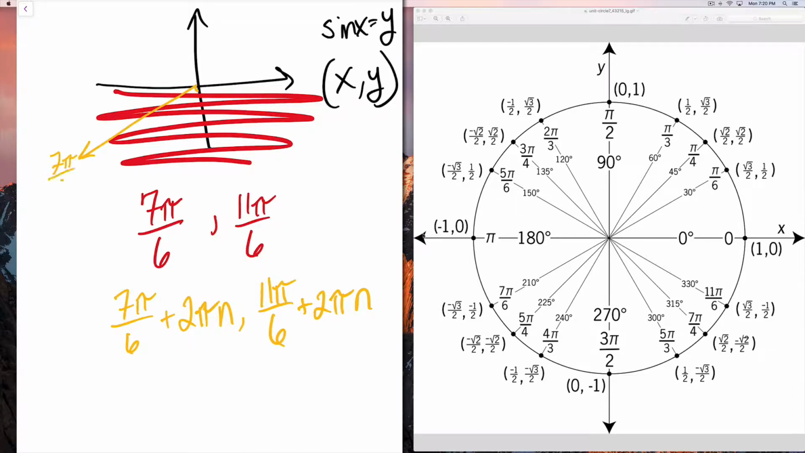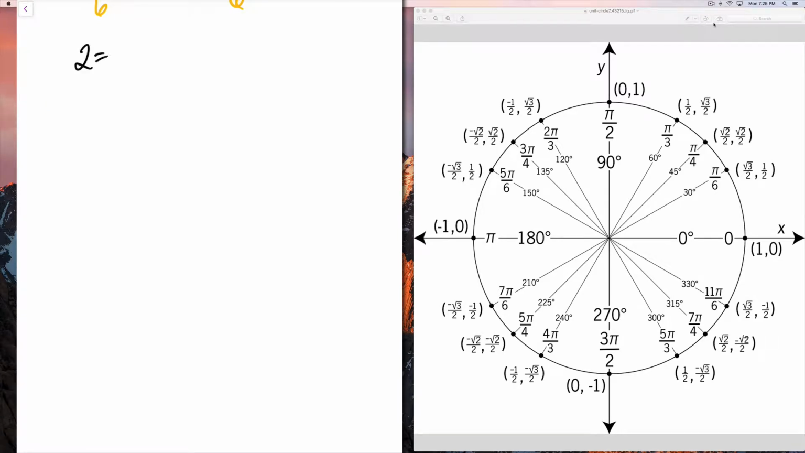Okay, so again, 7 pi over 6. This is where my coordinate points are negative square root of 3 over 2 and negative 1/2. And the same thing over here with 11 pi over 6. My coordinate points for that are positive square root of 3 over 2 because my x is positive. Now I'm on the positive side of the x on my coordinate grid, and then my y is negative half. And this is the part that led me to this point right here, the fact that this is a negative half.